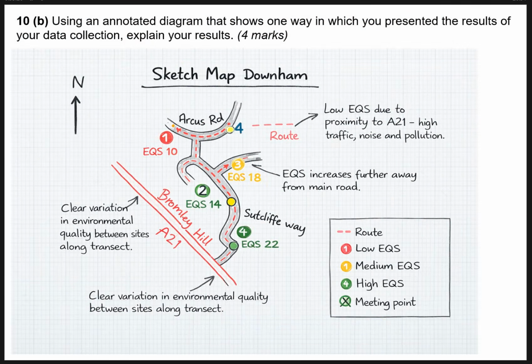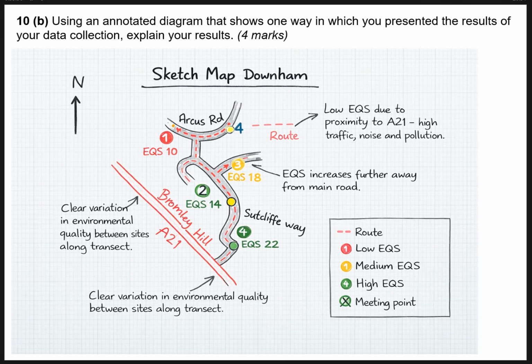Now let's go back to that question itself. Using an annotated diagram shows one way in which you presented the results. You may want to use a sketch map like this. So I know this is highly stylized, but this is something that we did. The most important thing is, you'll know yourself what you visited, what it looks like. I've got a lot of detail, but this is a very, very simple area that we had a look at in one area in Downham. And we've looked at where there were low EQS scores, medium and high EQS scores.